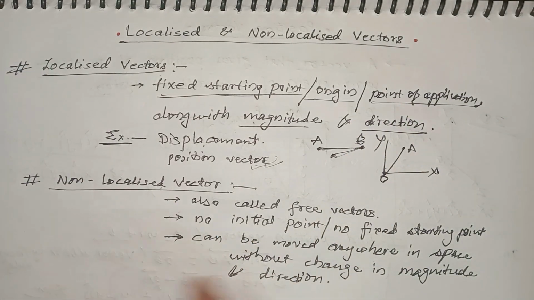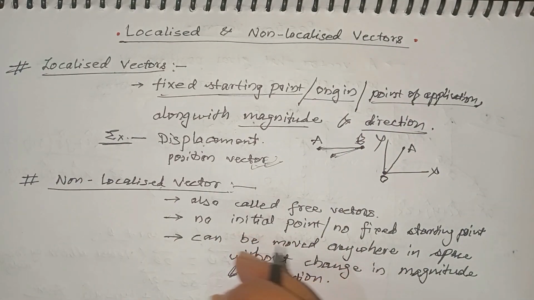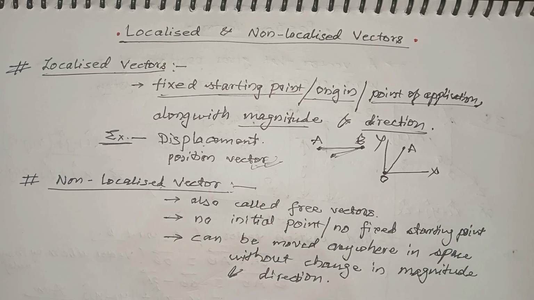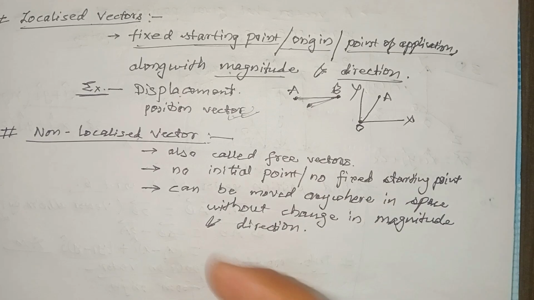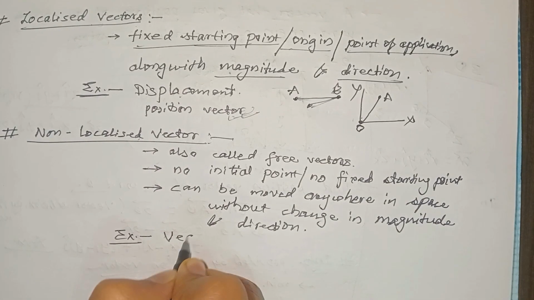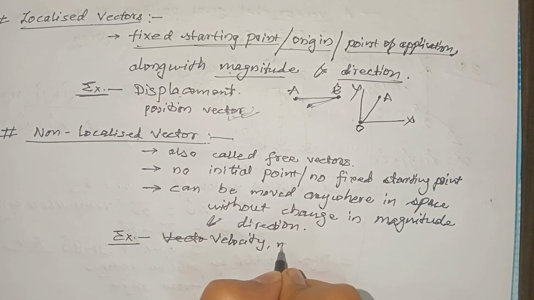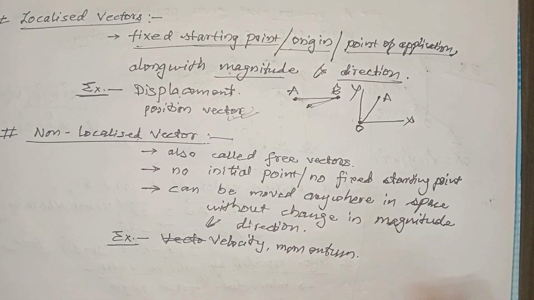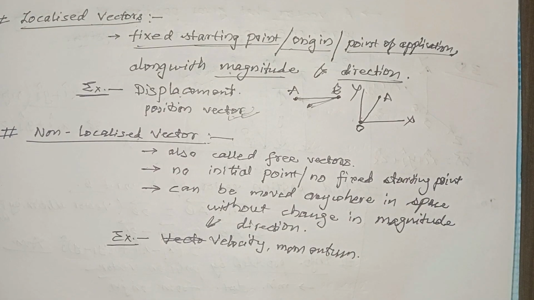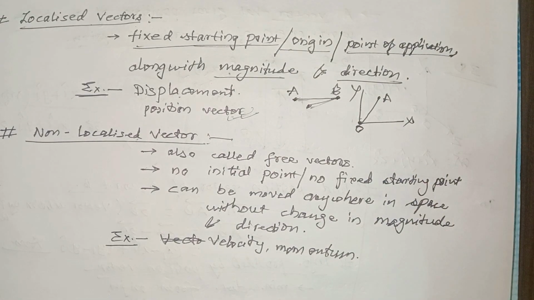But in non-localized vectors, if we move it anywhere in space, the magnitude and direction do not change. For example, velocity is a free vector. One more is momentum. These vectors can be moved anywhere in space. I am running at 5 meters per second in my field, and I can run 5 meters per second in your field also. It can be moved anywhere in space without change in magnitude and direction.